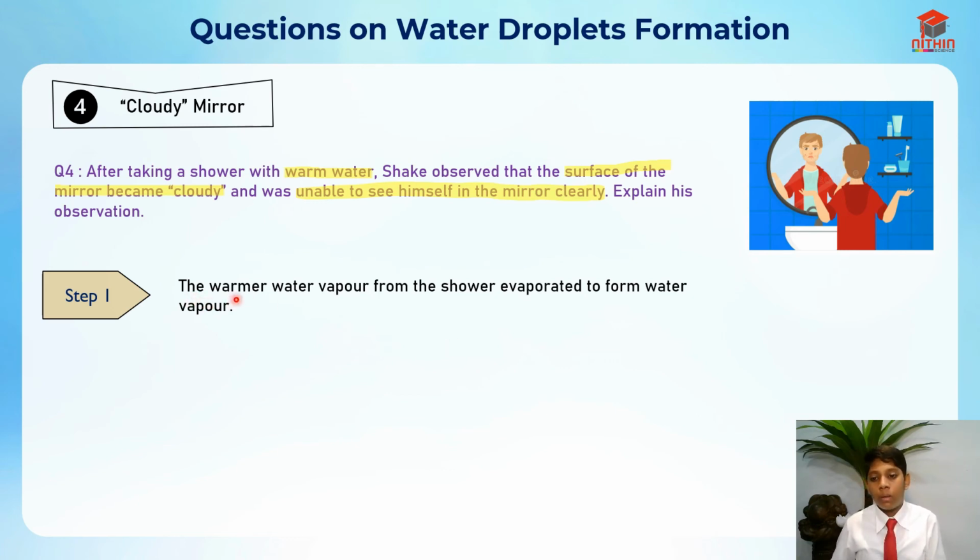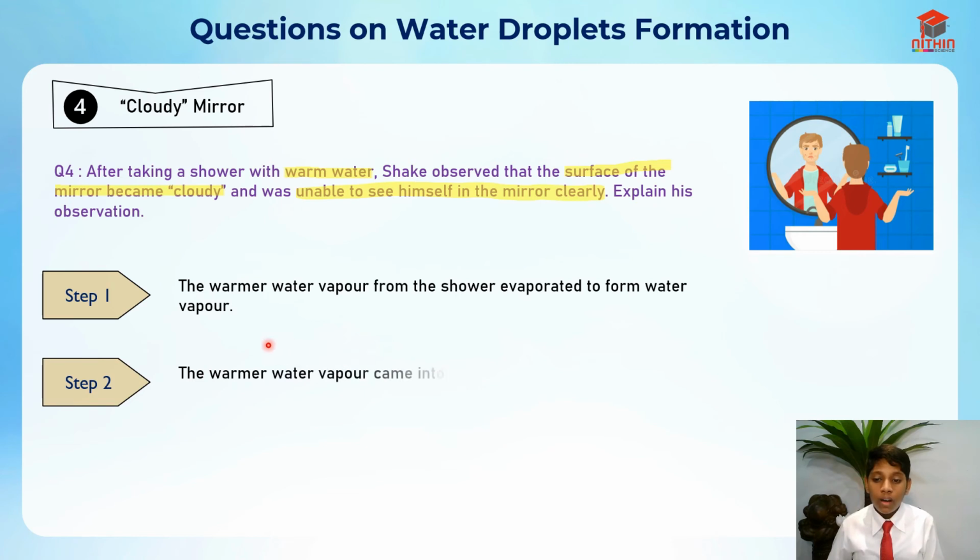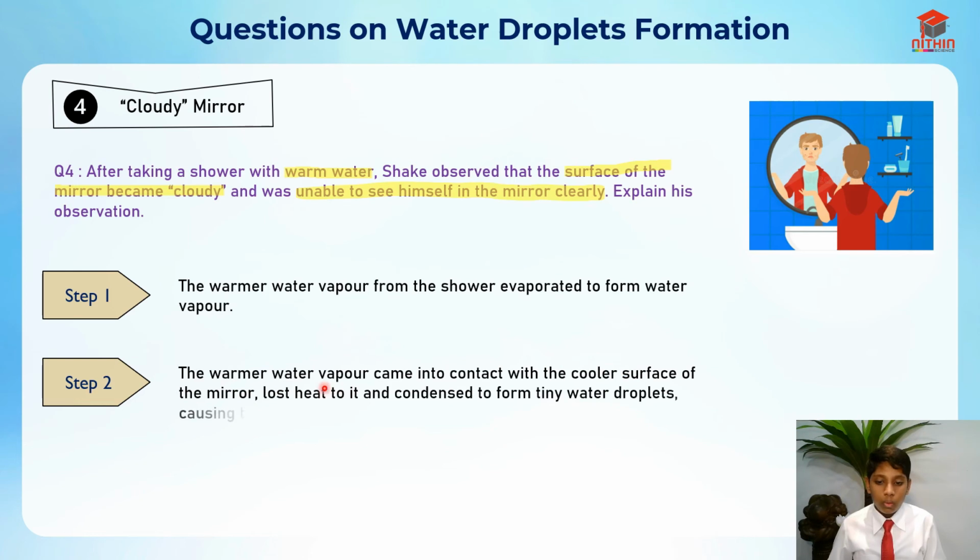So first we say the warmer water from the shower evaporated to form water vapor. Next we need to say this water vapor came into contact with the cooler surface of the mirror, lost heat to it, and condensed to form tiny water droplets, causing the mirror to turn cloudy. It's the same explanation as the previous question: the mirror was at a cooler temperature, that is why when it came into contact, it turned cloudy. Okay, this is how we explain this question. Now let's move on.